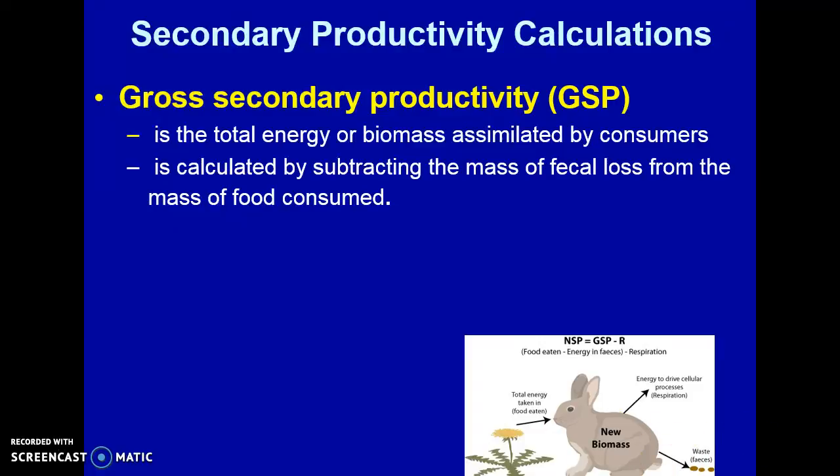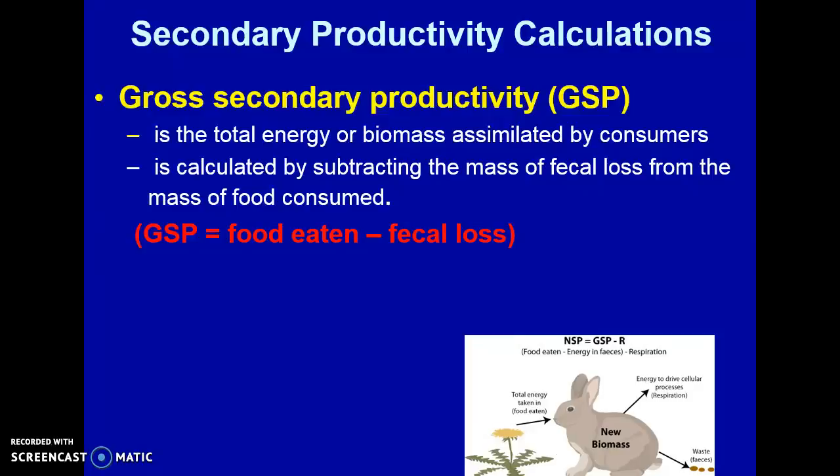So we would measure what it ate minus what it pooped out, and that would give us our productivity. Now this is a little hard because normally when we do biomass, we want to do dry biomass, and we wouldn't want to kill the bunny. So doing secondary productivity actually outdoors and in the lab is really hard. So that's our equation so far.